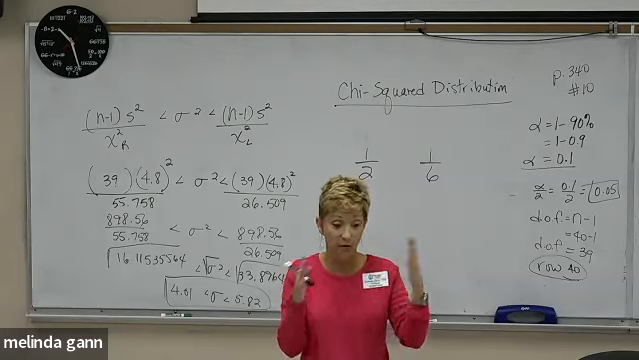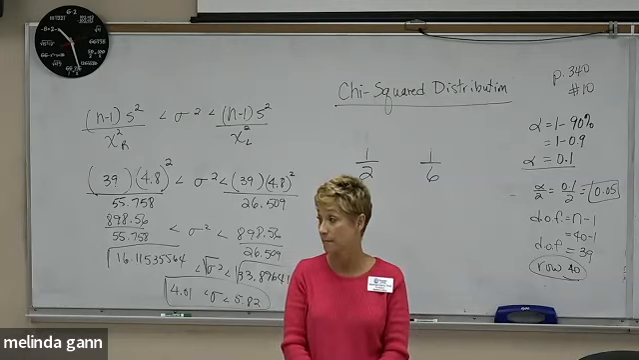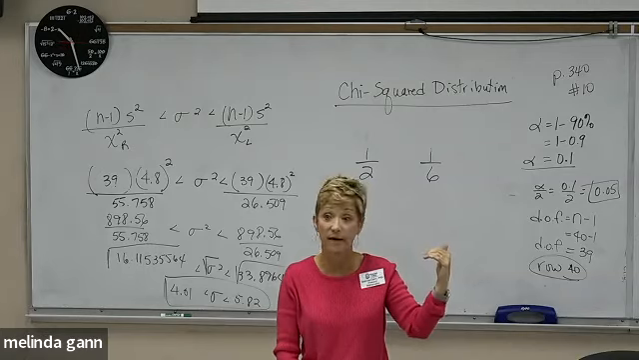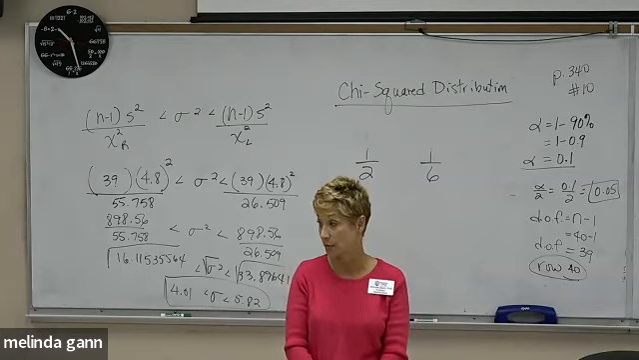Chi-squared numbers are either 0 or positive. But for your purposes, you just have to know what row to look on, that's your degree of freedom, and what column to look under.